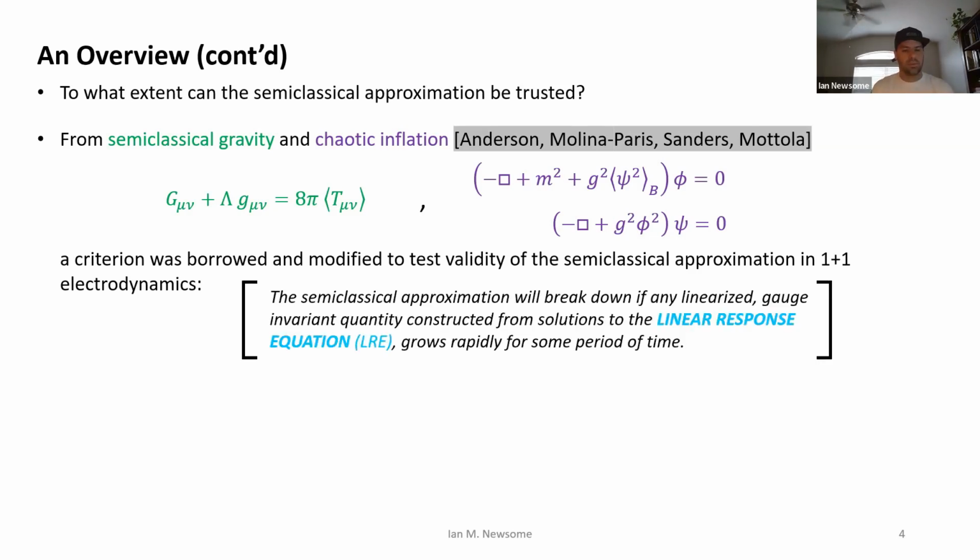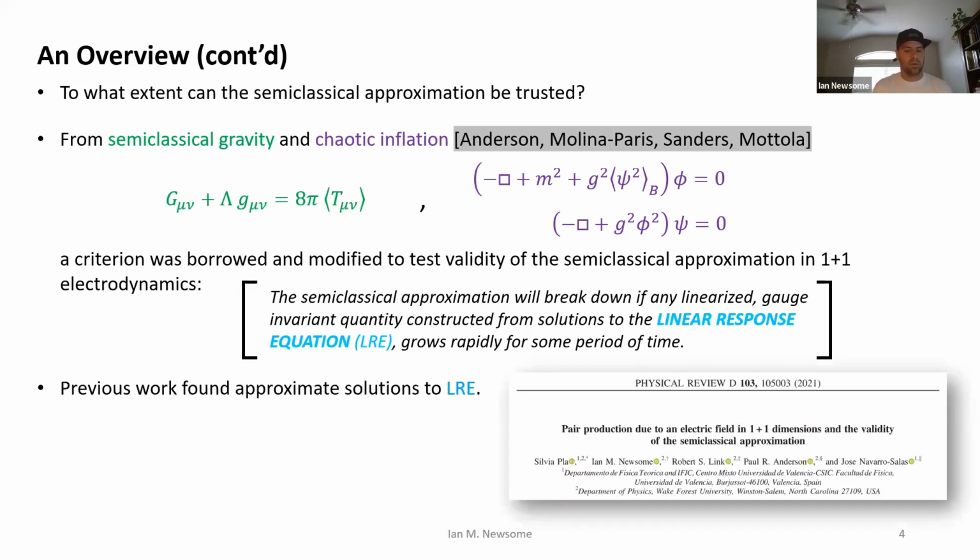The formal statement of the criterion can be expressed as follows. The semiclassical approximation will break down if any linearized gauge invariant quantity constructed from solutions to the linear response equation grows rapidly for some period of time. Later I will formally define what the linear response equation is, but for now, one can think of it as characterizing the stability of the semiclassical equation solutions to perturbations. Note also, this is a necessary but not sufficient condition for validity.